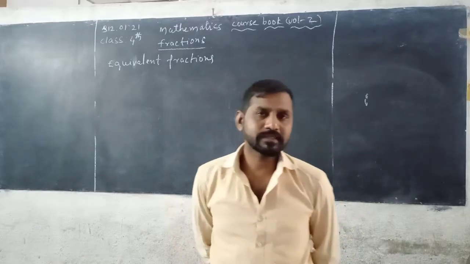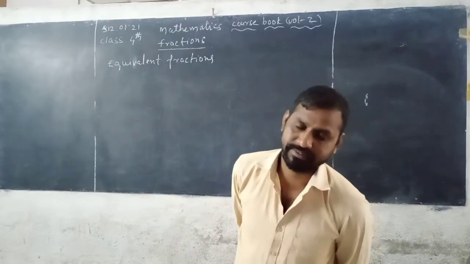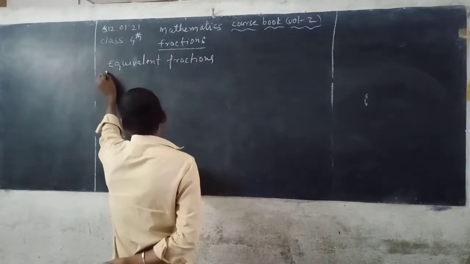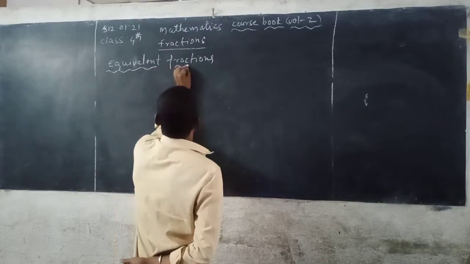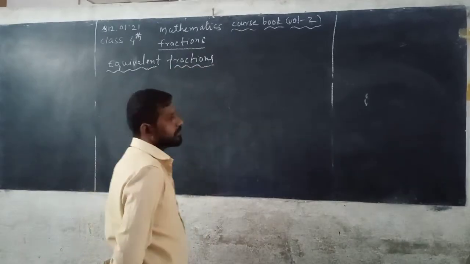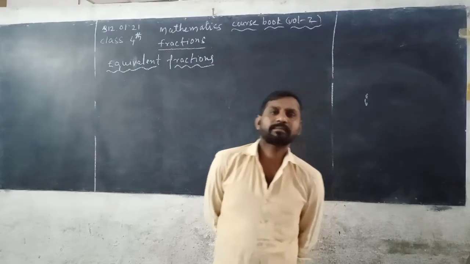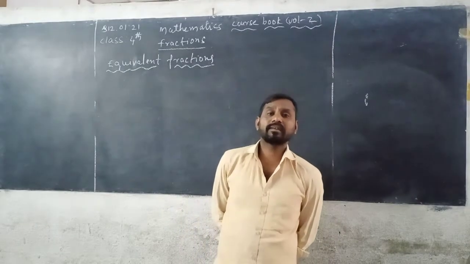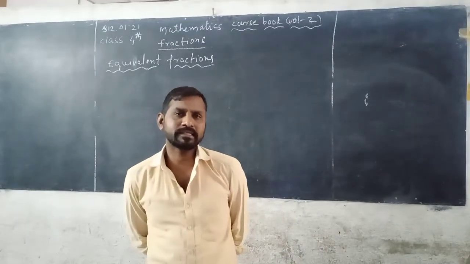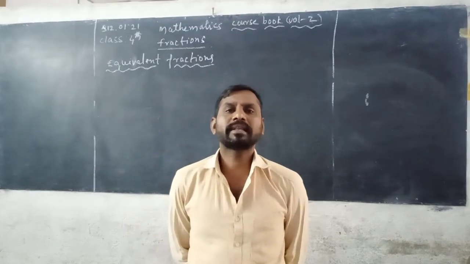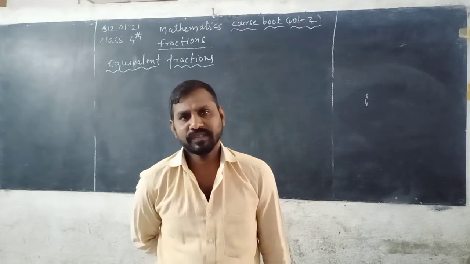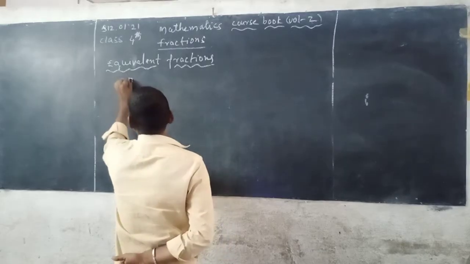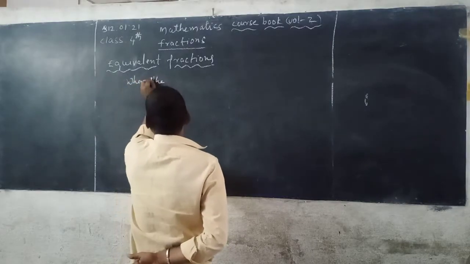My dear fourth class students, today we will discuss equivalent fractions from your course book volume 2. Yesterday I already explained equivalent fractions. Once again, today I am explaining. Listen carefully, beta. When the numerator and the denominator of a fraction are multiplied by the same number, you can get equivalent fractions.